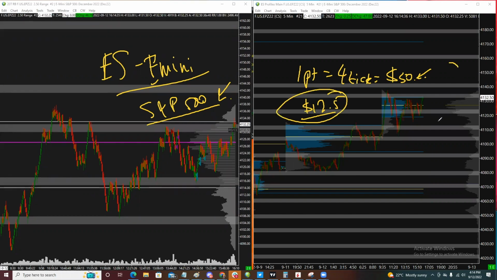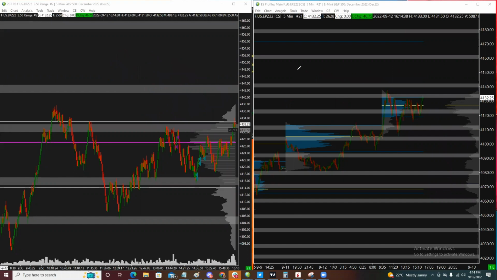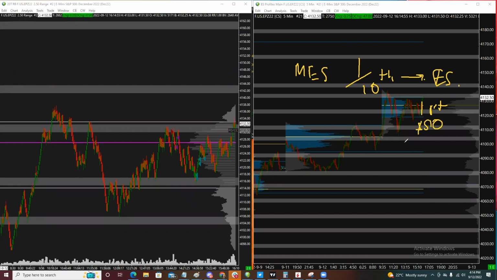So with that, you also have the micros. I do prefer to use the minis because they have more volume. They are the older product, coming out in the 90s. And you can use the micros, right? The S&P 500 micros, they're MES. And what they are is 1/10 of the notional value of the ES, meaning 1 point on the ES, we told you, is exactly $50 a contract, and 1 point on the MES is equivalent to a $5 move per contract.